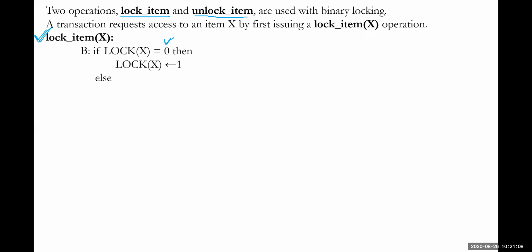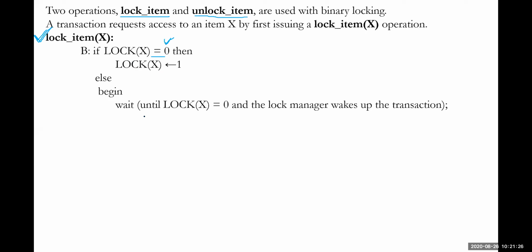Okay. If that is not the case, in the sense, if lock item of X is equal to 1, it is not equal to 0, obviously the converse part holds. What could be done? It could be done to wait until the lock value becomes 0. It will be continuously sensing the lock status of that item.